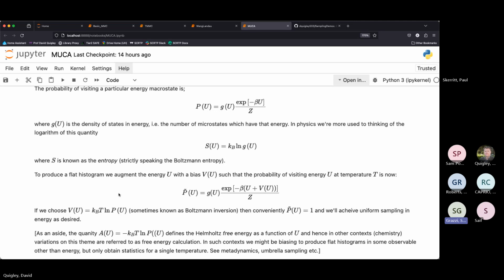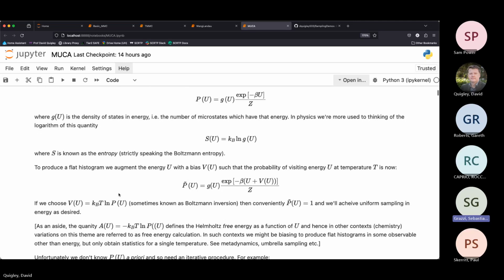I can invert that. This procedure is called Boltzmann inversion, where I take this probability P tilde of U and put it in here to get a new bias potential, and I'll iterate until that bias potential stops changing. Or in practical terms, I don't really care about having a perfectly flat histogram. I just want a histogram that gets me good statistics everywhere in the energy range that I care about. It doesn't have to be flat. It just has to be well sampled everywhere.